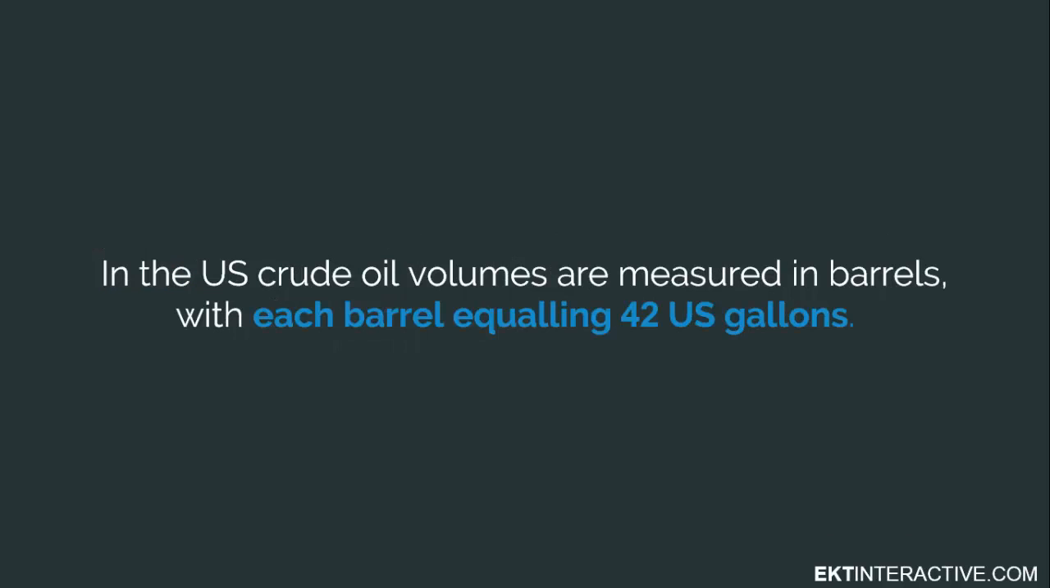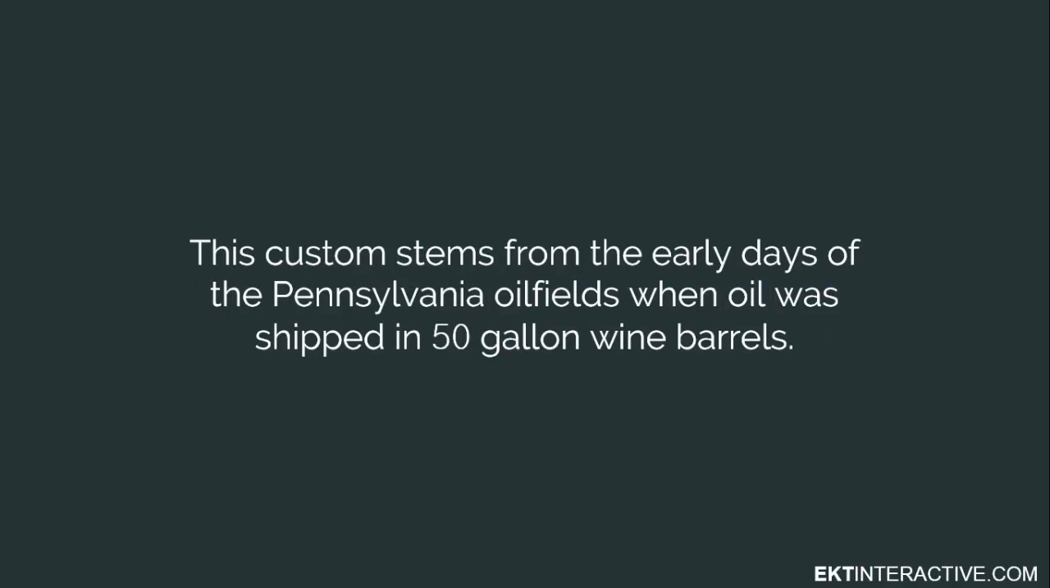In the U.S., crude oil volumes are measured in barrels, with each barrel equaling 42 U.S. gallons. This converts to 35 imperial gallons in Europe. This custom stems from the early days of the Pennsylvania oil fields when oil was shipped in 50-gallon wine barrels. To allow for spillage during transportation, payment at the destination was only for 42 gallons, and shippers soon learned to seal the barrels and include only 42 gallons.